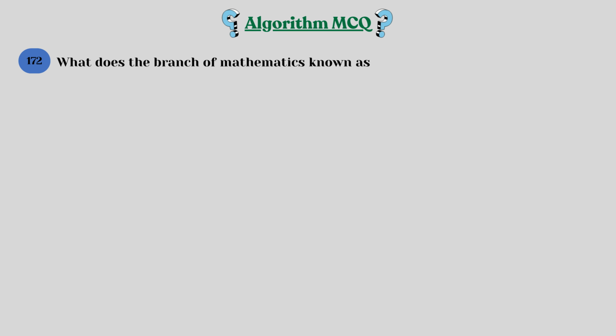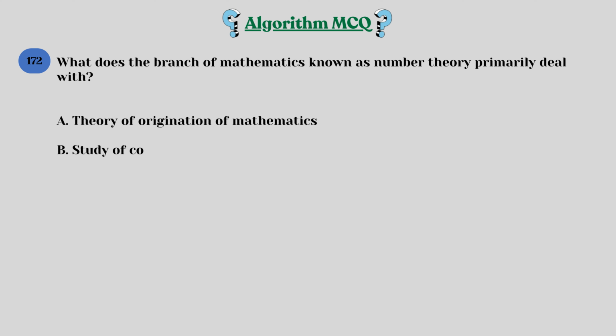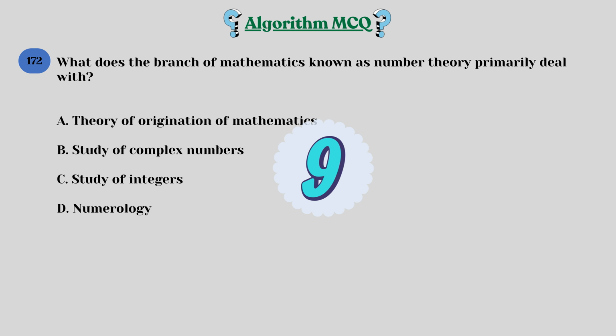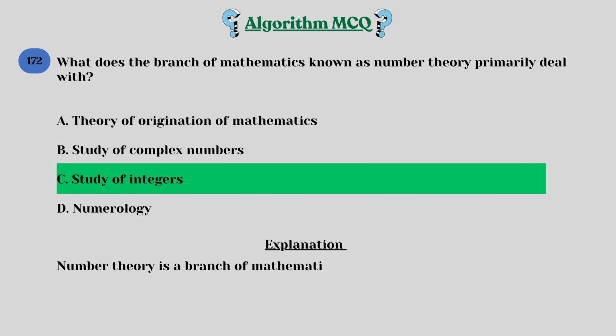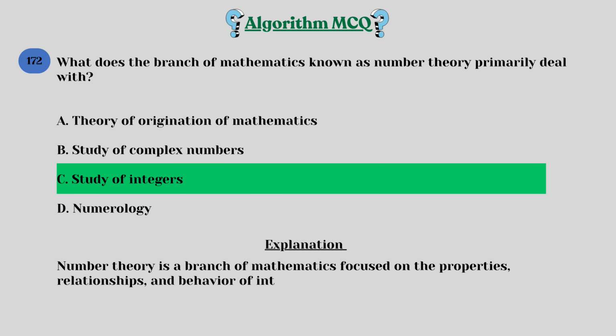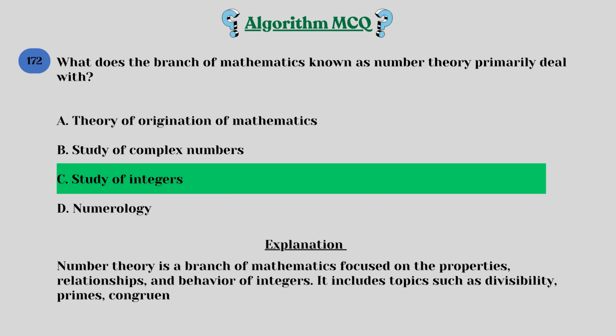What does the branch of mathematics known as number theory primarily deal with? Correct answer, study of integers. Explanation: number theory is a branch of mathematics focused on the properties, relationships, and behavior of integers. It includes topics such as divisibility, primes, congruences, and Diophantine equations.